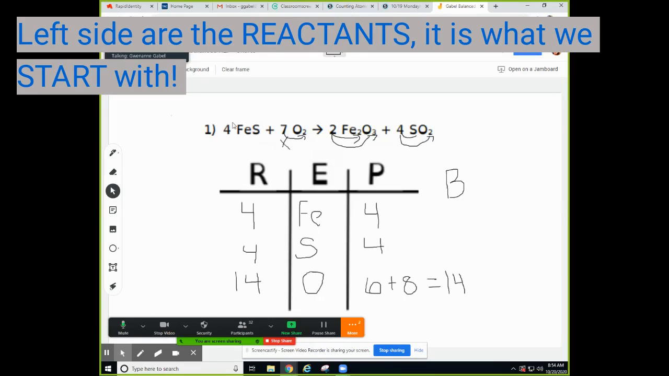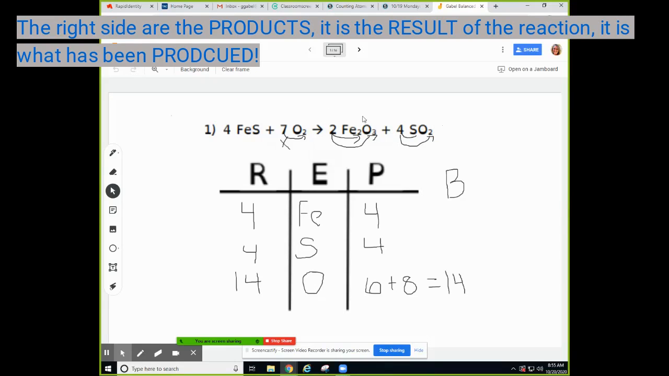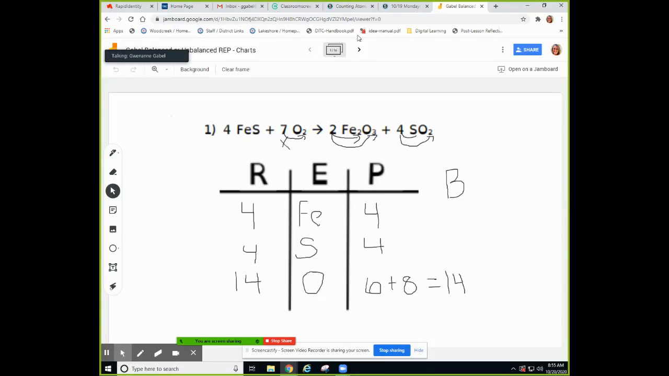So remember, these are the reactant side. This is what we start with. This is what is going to react. This arrow is the yield sign. It means equals or creates our products. So the right side are our products. Reactants, products, okay?